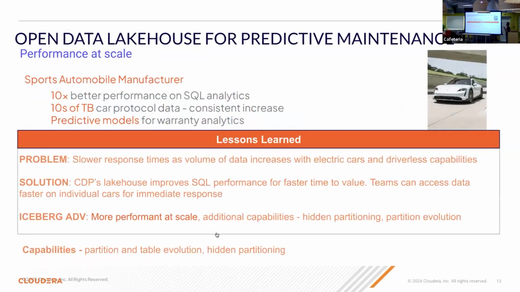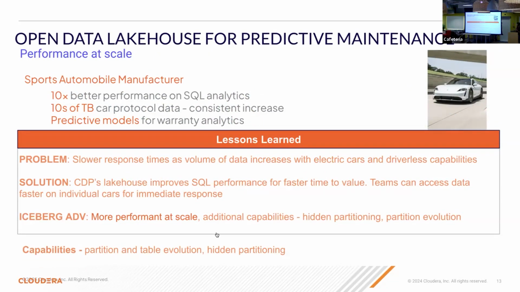There's a sports automobile manufacturer, I can't name it, but what was the problem that they were having? They were having slower response times as the data volume increased, as driverless capabilities and IoT features are now embedded in cars, right? What was the solution for them? The CDP Lakehouse improved their query performance, and by implementing this architecture it improved their time to value and time to market for these features that they wanted to implement, right?